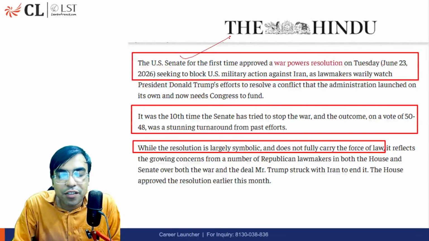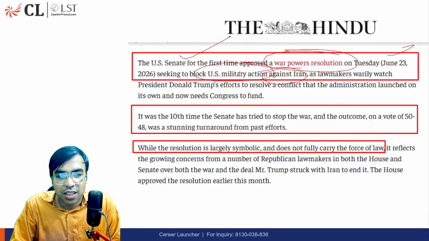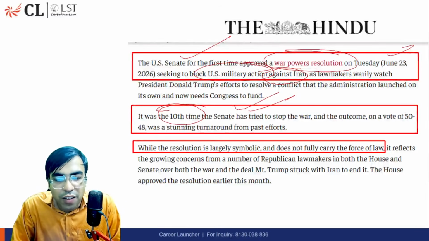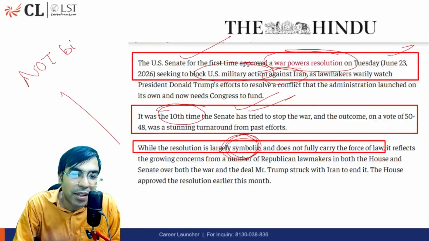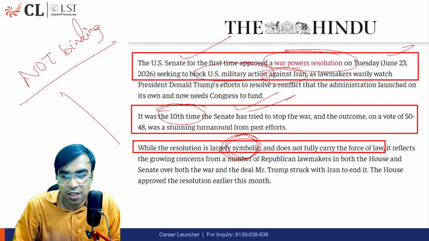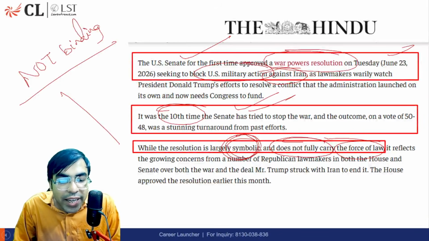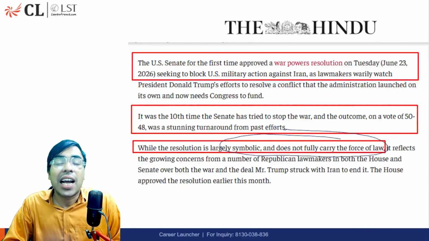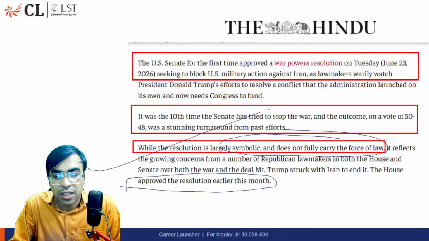The US Senate for the first time approved a War Powers Resolution on 23rd June 2026, seeking to block US military action against Iran. This was the 10th time the Senate has brought it up, and the first in this war. While the resolution is largely symbolic, it is not binding on President Trump. It does not fully carry the force of law. So it is just a non-binding resolution. It was symbolic, that the Senate is saying we are disapproving this war. You should stop it as soon as possible. That's what you should be knowing.